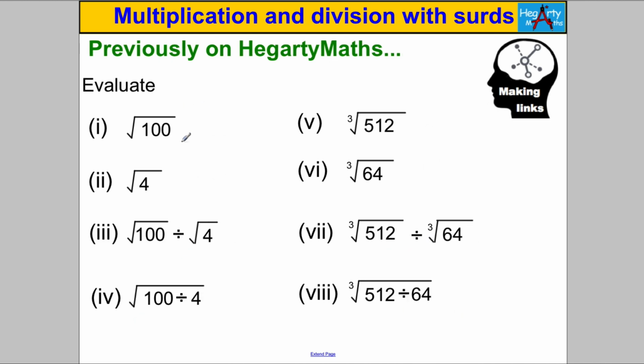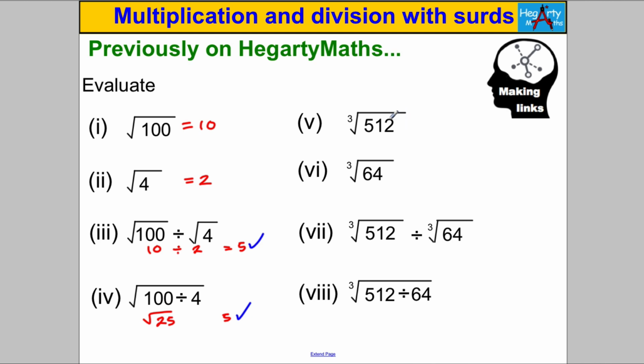Pause the video and work out all of the following. The square root of 100 is 10, right? The square root of 4 is 2. Now the square root of 100, which is 10, divided by the square root of 4, which is 2, will give us 10 divided by 2, which is 5. Now let's see if that's the same as the square root of 100 divided by 4. The square root of 100 divided by 4 is the square root of 25, which is 5. It's looking like this is also working for division.